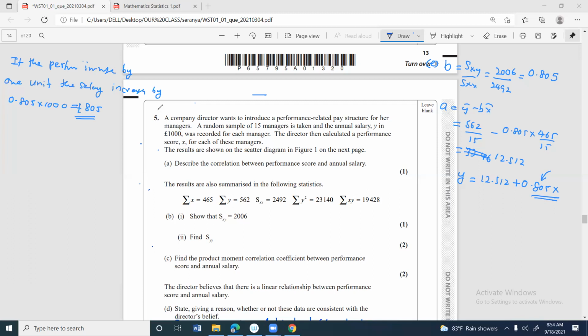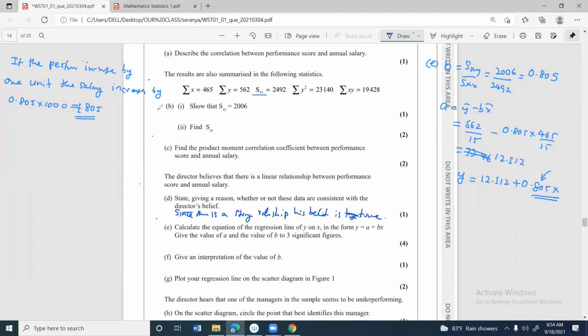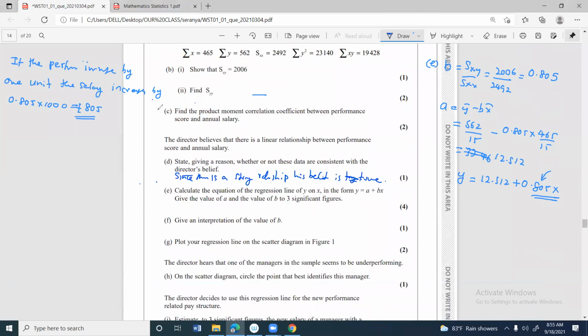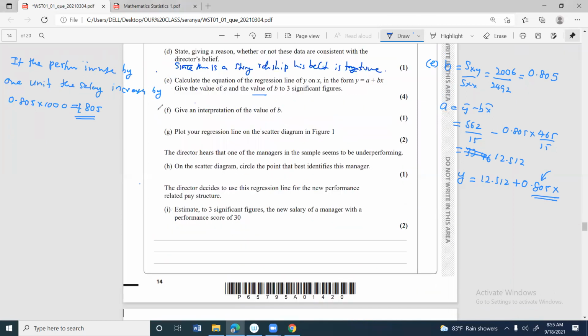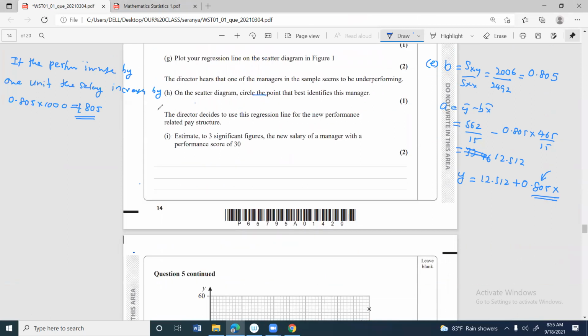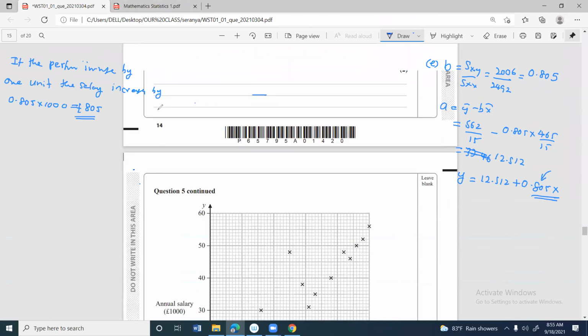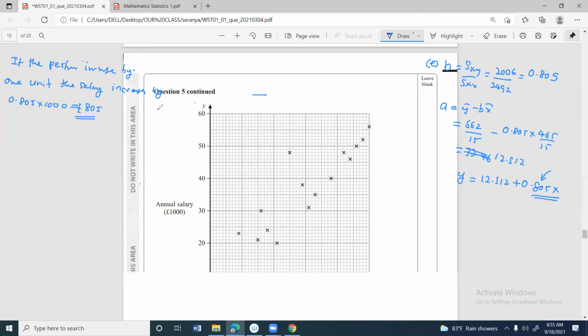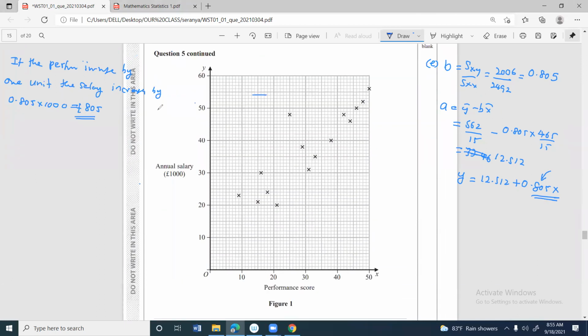Then, let's go a little bit down. The next question is, plot the regression line on the scatter diagram in figure 1. So how can you do this? You can use this regression line for this. I'll be using x equals 0. If x equals 0, the y value should be 12.5. It's here. You can mark it over here.